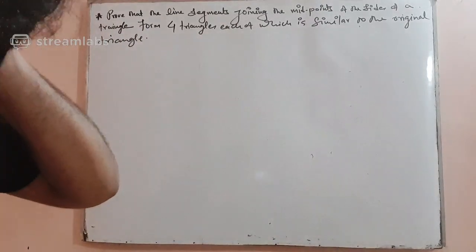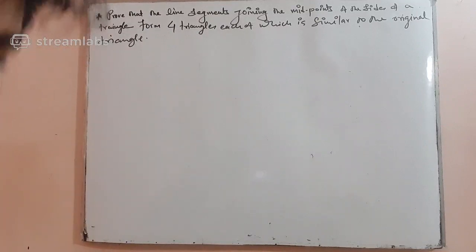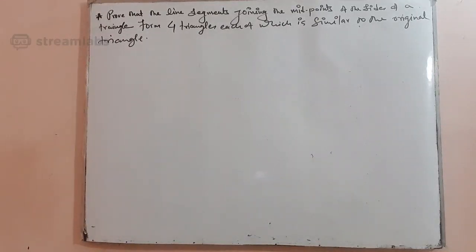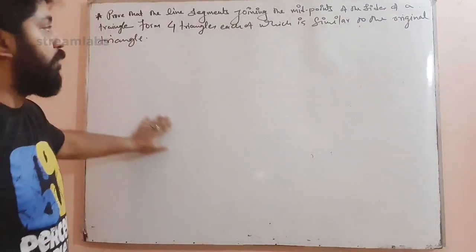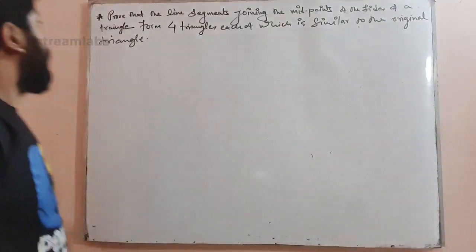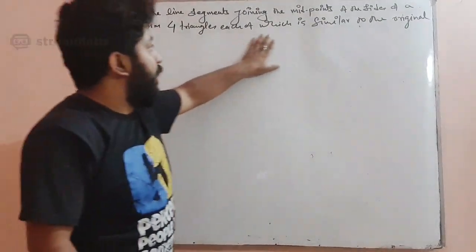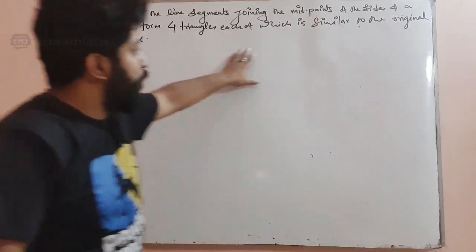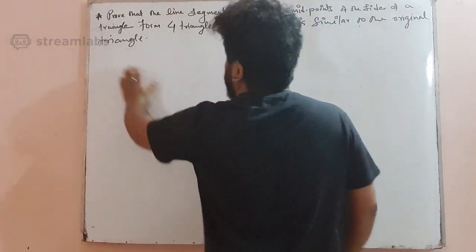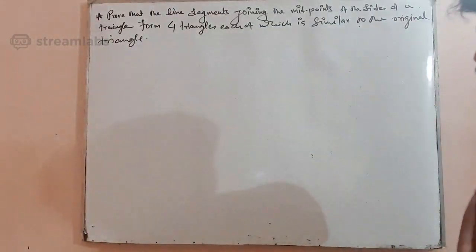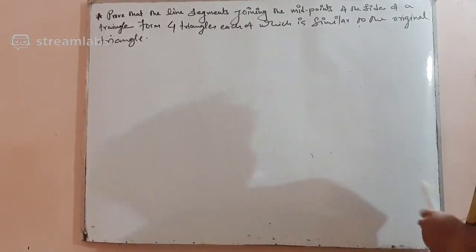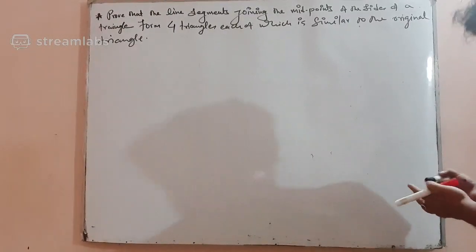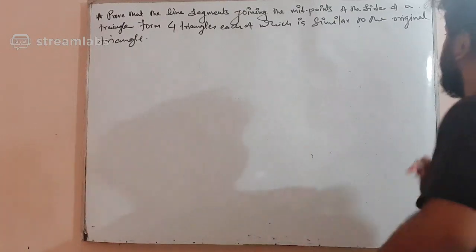The question is prove that the line segments joining the midpoints of the sides of a triangle form four triangles, each of which is similar to the original triangle. Okay, let's try it.